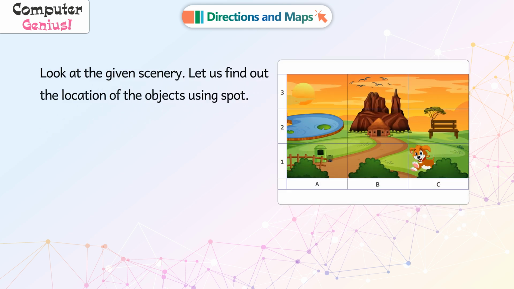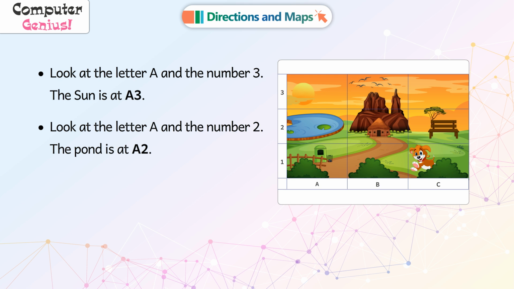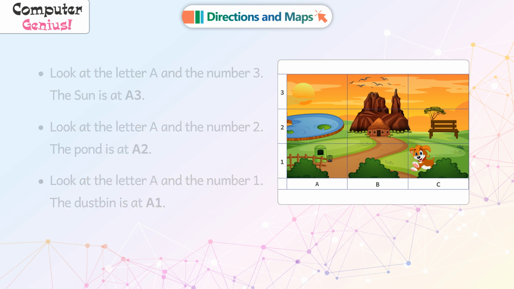Look at the given scenery. Let us find out the location of the objects using spot. Look at the letter A and the number 3. The sun is at A3. Look at the letter A and the number 2. The pond is at A2. Look at the letter A and the number 1. The dustbin is at A1.